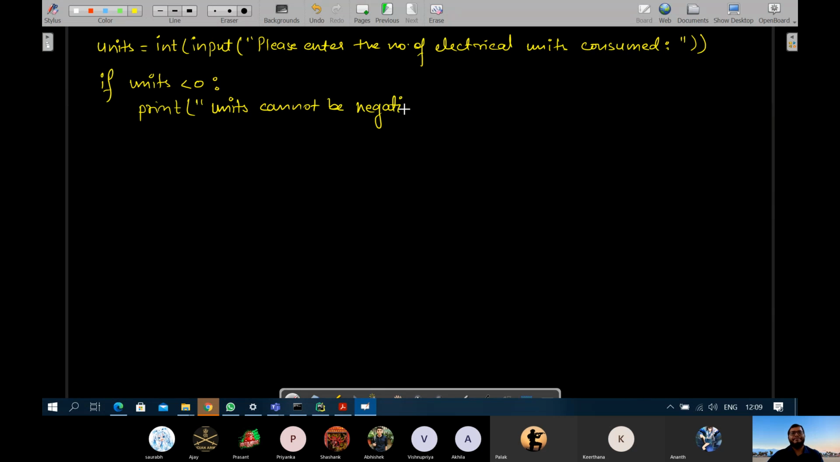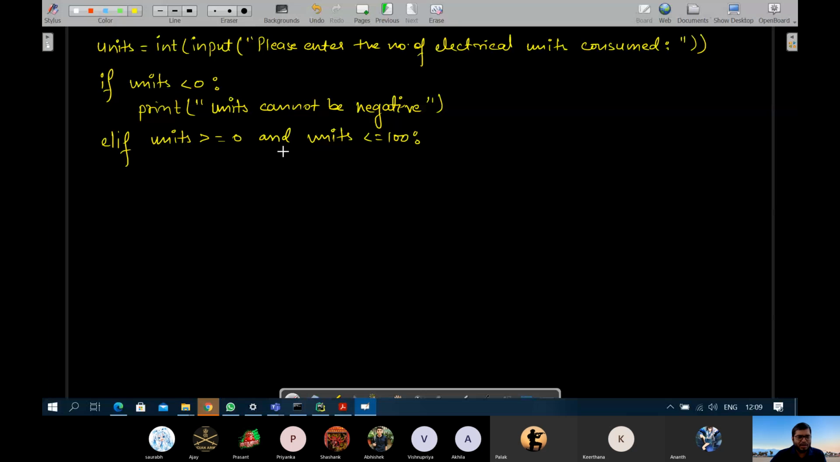Okay. elif units, up 0 number of units is not negative, that is not less than 0, then it will be either 0 or more than 0. So we do not need to check this condition if number of units is greater than equal to 0 and units is less than equals to 100.